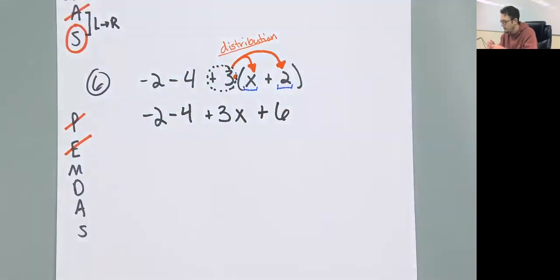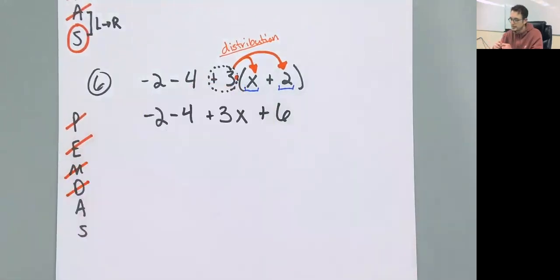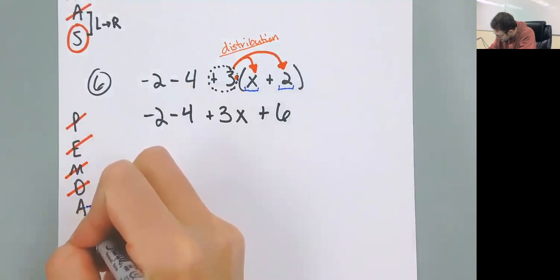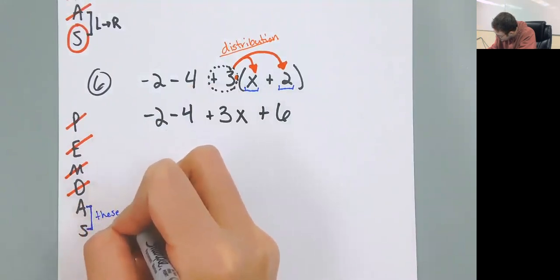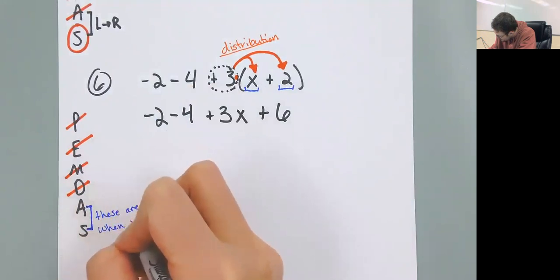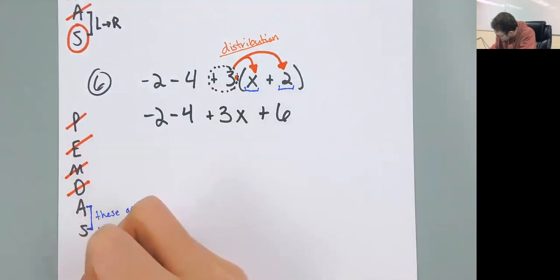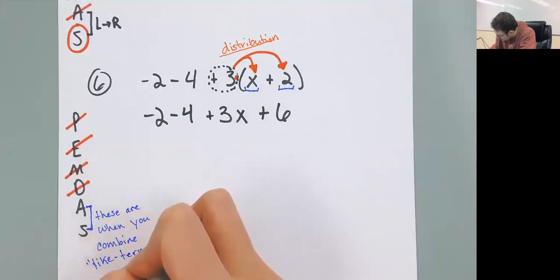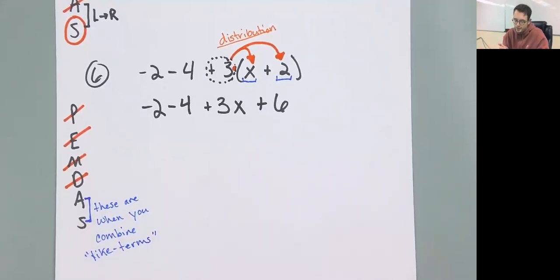Now I have done multiplication. Now I have done division. Ooh, this is something important I didn't talk about either. This step right here, this final step, when you do addition and subtraction, these are when you combine like terms. All right, so you don't actually combine like terms until you start doing the addition and subtraction.